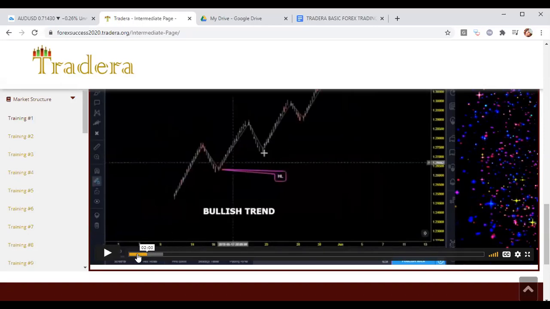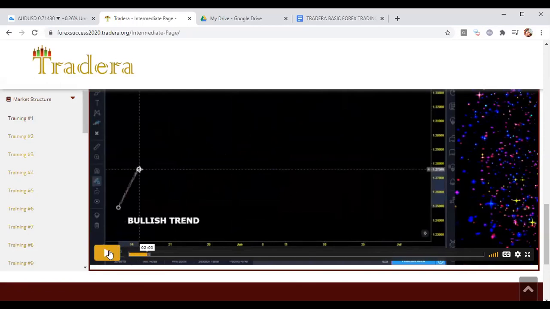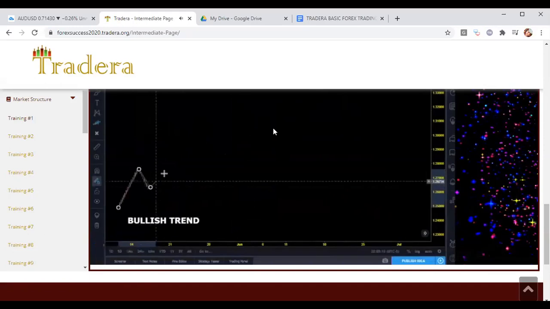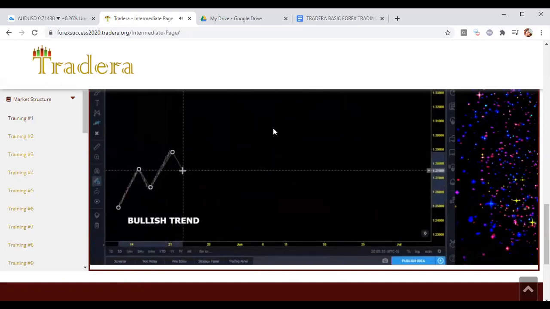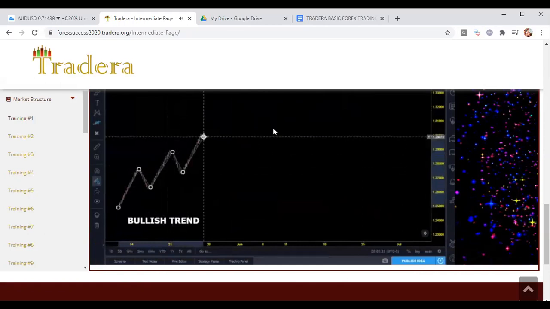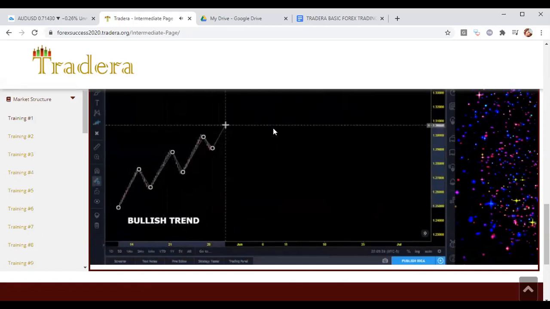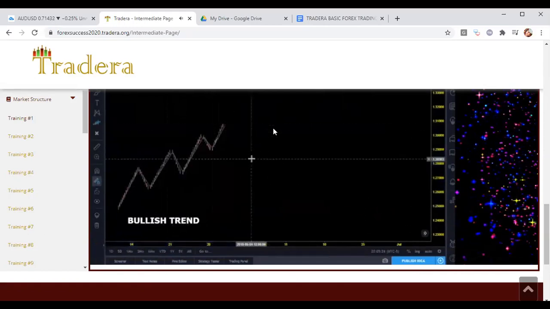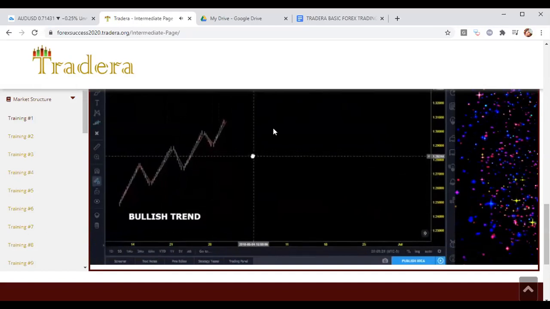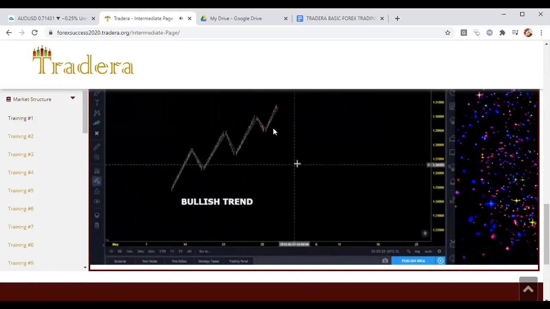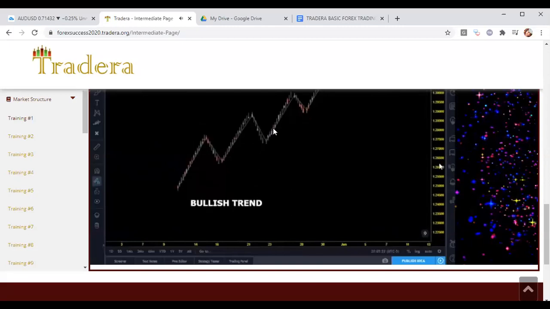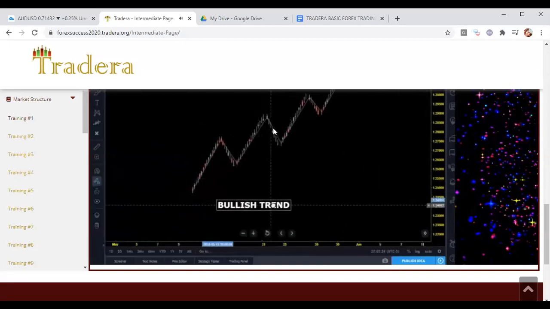Let me let you guys watch this. We're traveling up, obviously, right? We're bullish. We pull back, we travel up, we pull back, travel up, and we keep making higher highs and higher lows. That is what a bullish trend looks like, okay? Now, there are several key characteristics to this, all right?